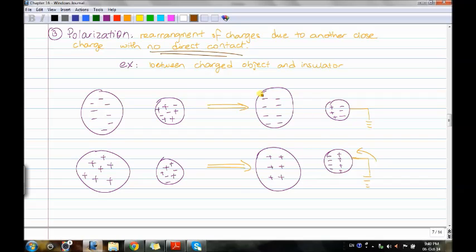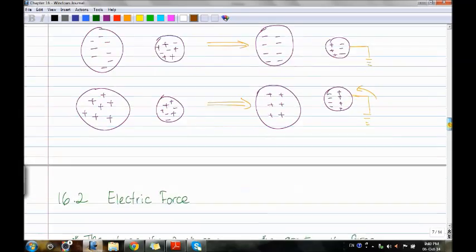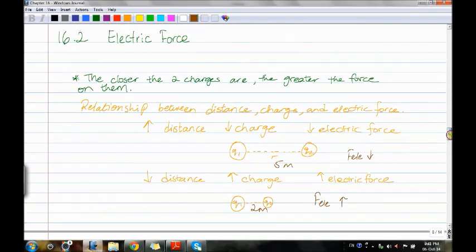So if the charged object is negative, the positive charges will go to the left side and the negative charges will go to the right side. And if the charged object is positive, the negative charges will go to the left side and the positive charges will go to the right side.